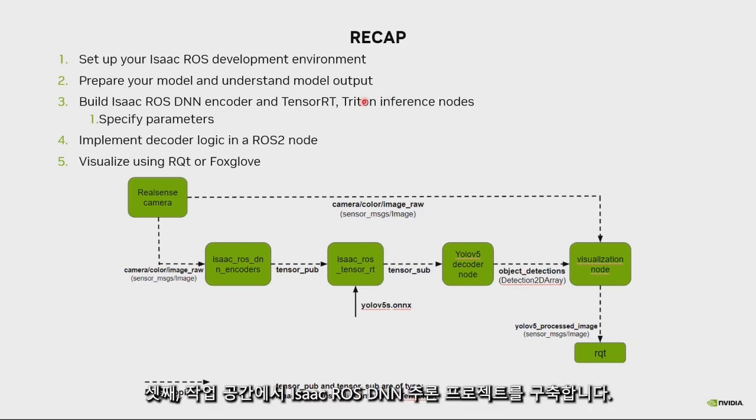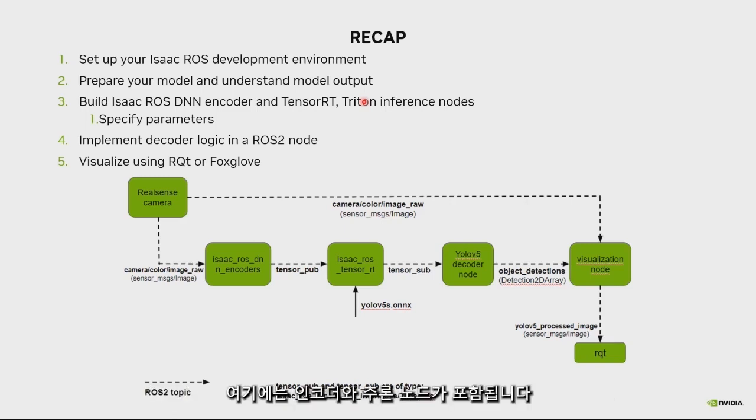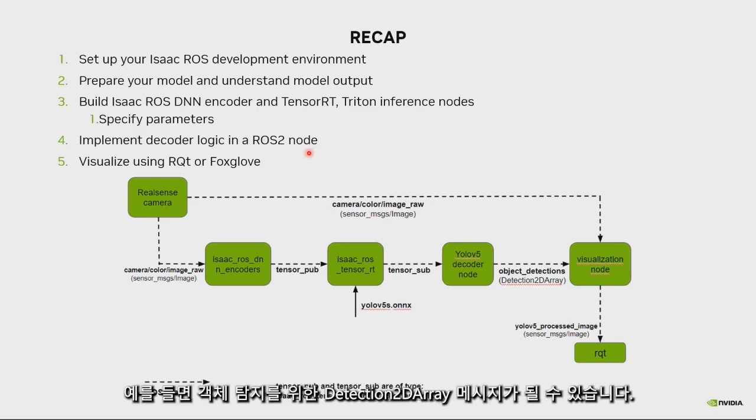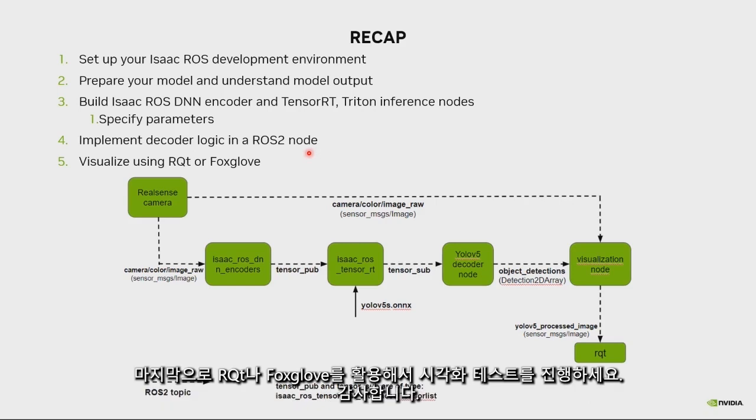3. Build the Isaac-ROS DNN inference project in your workspace. This includes the encoder and the inference nodes, and specify parameters based on your model. 4. Either implement decoder logic yourself or find an existing implementation. Write this as a ROS package that subscribes to an Isaac-ROS TensorList message and publishes a message of an appropriate type. For instance, a Detection2DArray message for object detection results. 5. Test your results visually using tools like RQT or Foxglove.